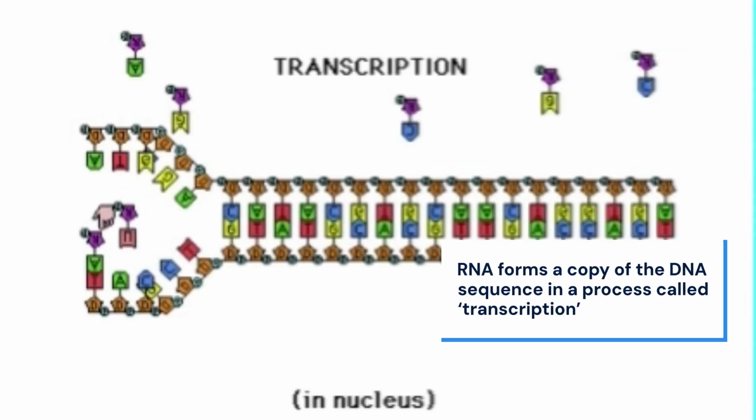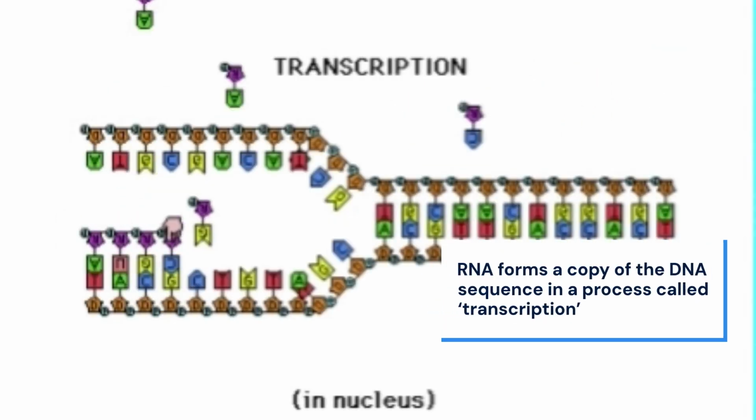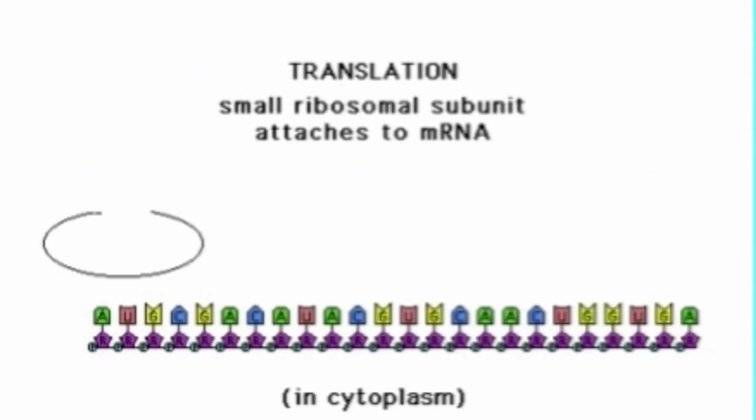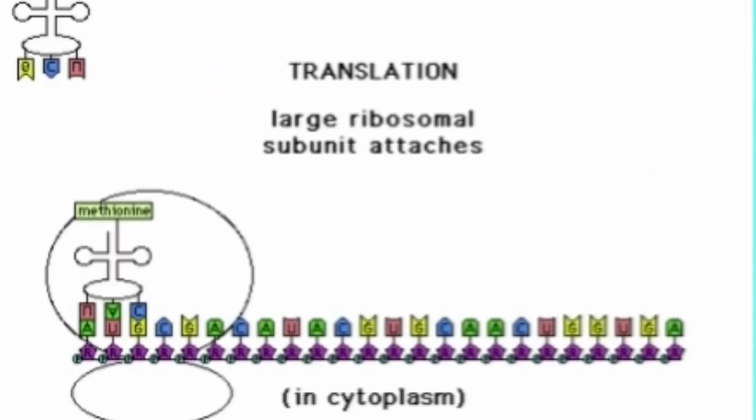Using these bases, RNA forms a copy of the DNA sequence in a process we call transcription. RNA then relays this information to the parts of the cell that make proteins.